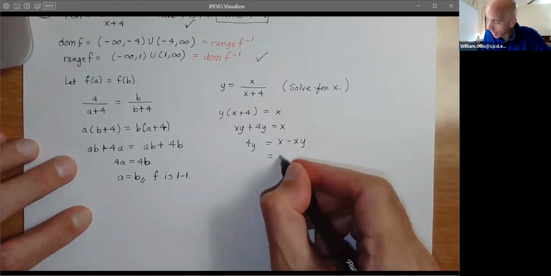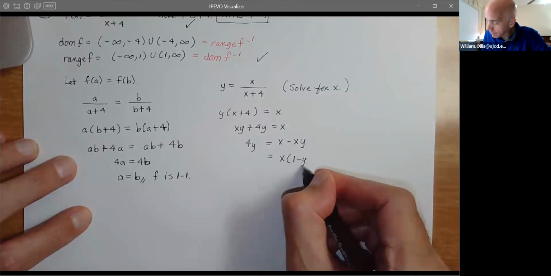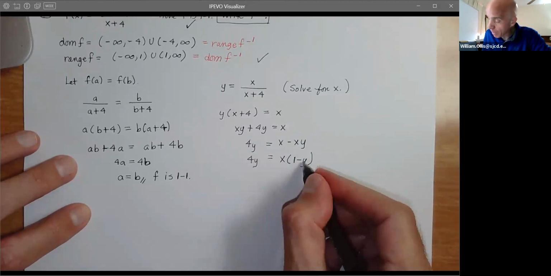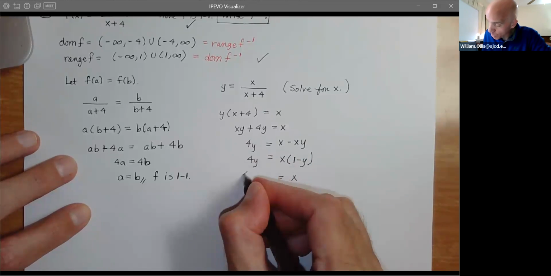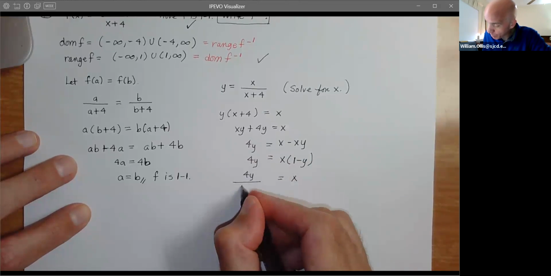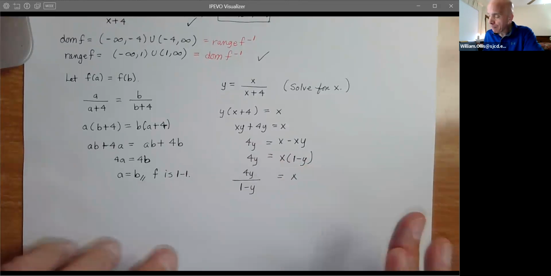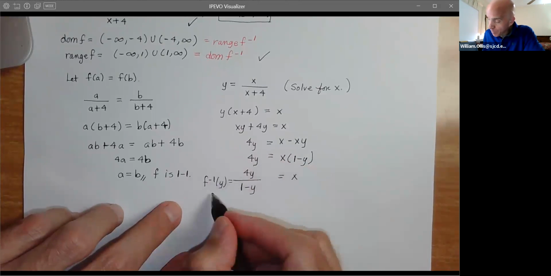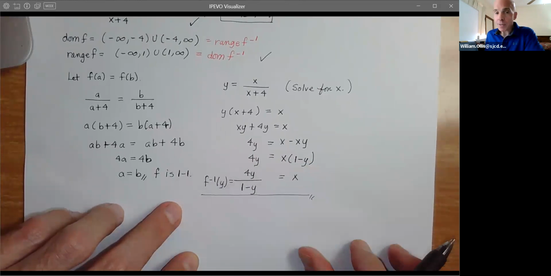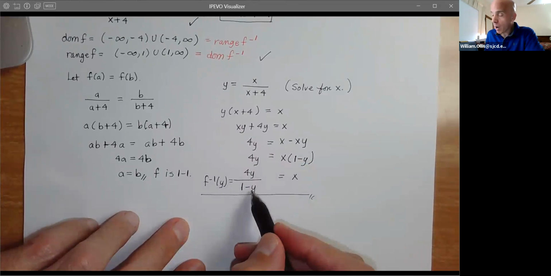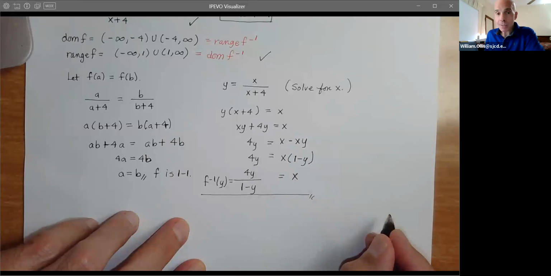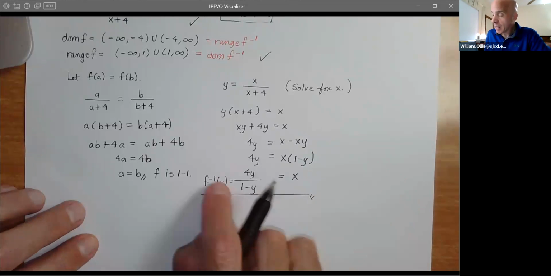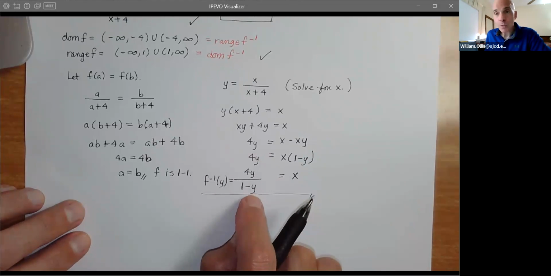So now we have x times 1 minus y equals 4y. So now we can solve for x by dividing by 1 minus y, of course assuming that we have good arithmetic here. But notice, this is now F inverse of y. So this is the formula, now the reverse path. Now you put in the y and you output the x. So this is where we were with the last problem. Again, a reverse path in terms of y.